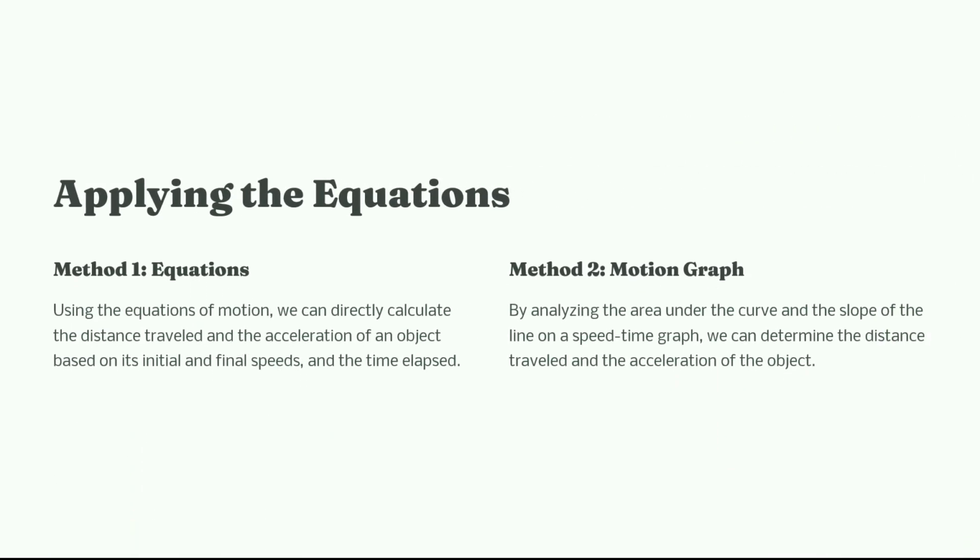Applying the equations. Method 1. Using the equations themselves. Using the equations of motion, we can directly translate the distance traveled and acceleration of an object based on its initial and final speeds and the time elapsed. Do you still remember the equations of motion?